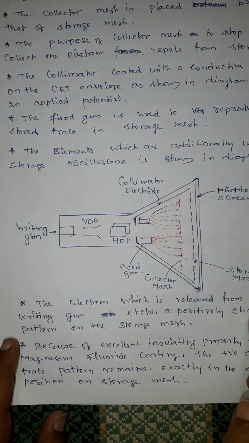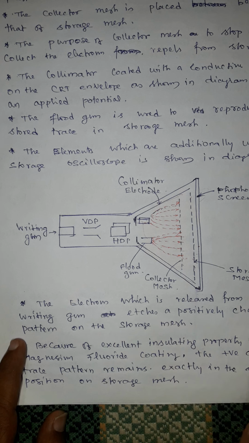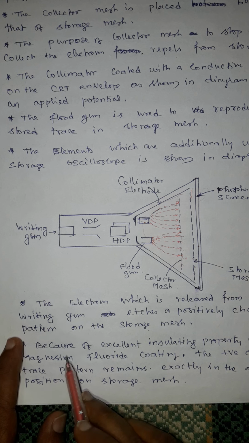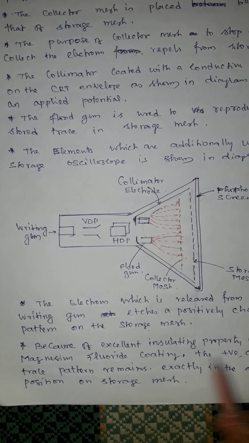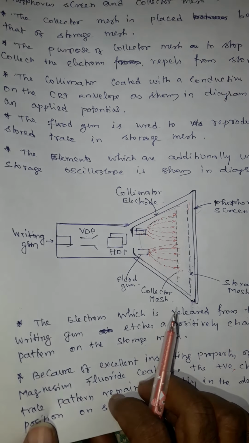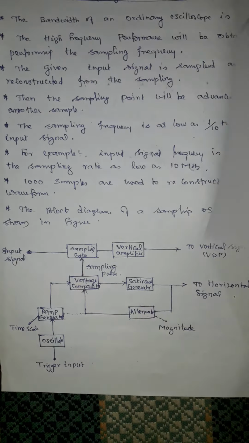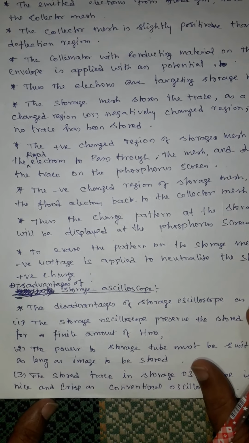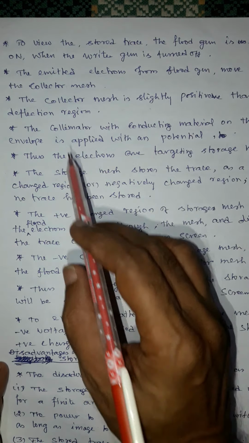The electrons which are repelled from the writing gun etch a positively charged pattern on the storage mesh. Because of the excellent insulating property of the magnesium fluoride coating, the positively charged trace pattern remains exactly in the deposited position on the storage mesh. To view the stored trace, the flood gun is switched on when the writing gun is turned off.